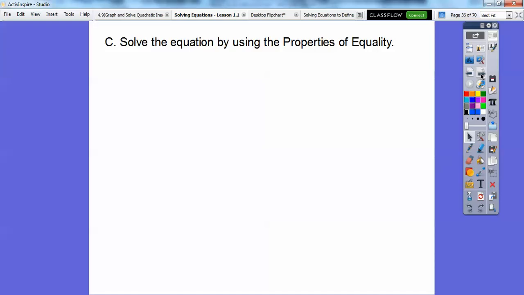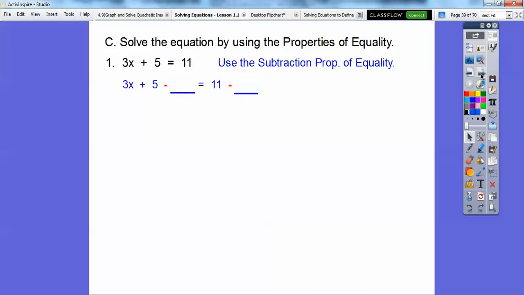So let's solve the equation by using the properties of equality. And you guys, I'm sure you've done these before. Here we're going to use the subtraction property of equality. We're going to take away this plus 5; we're going to do the inverse. So we get rid of this plus 5 by doing minus 5. But if we do it to this side, we have to do it to this side. So we're going to subtract 5 on both sides. Let's clean it up right there. So the 5s cancel, 5 minus 5 cancels, and we're just left with 3x.